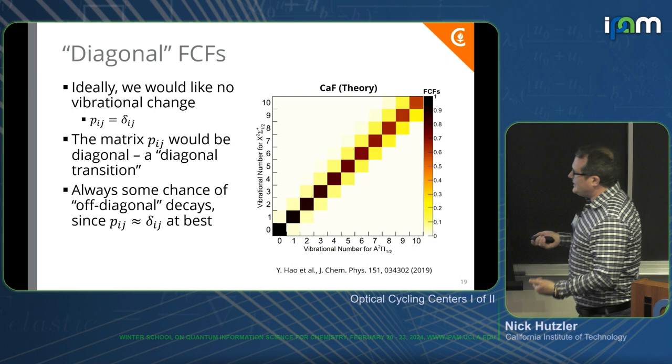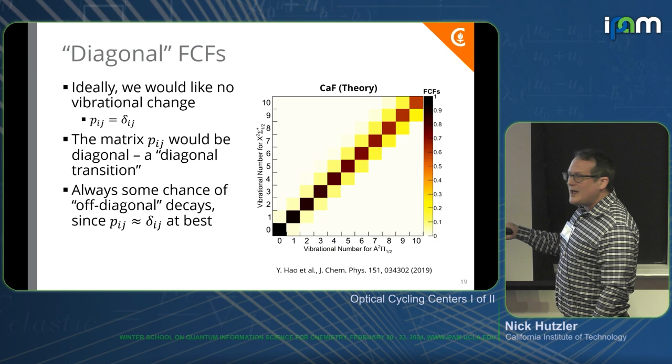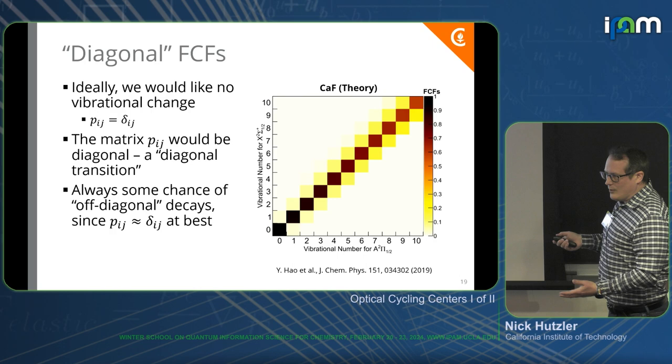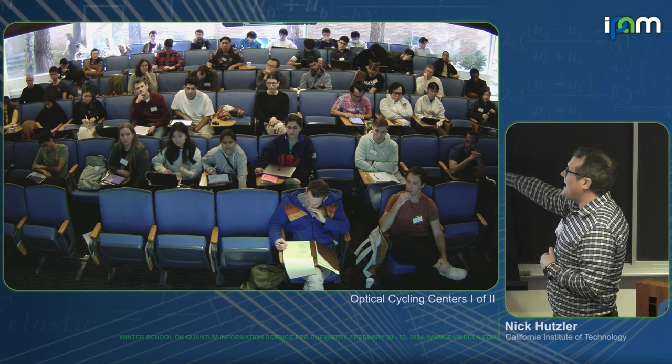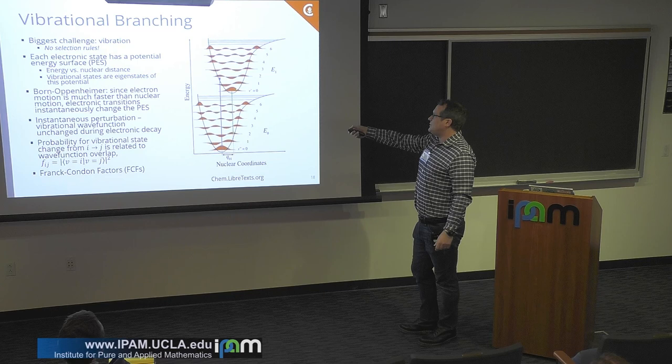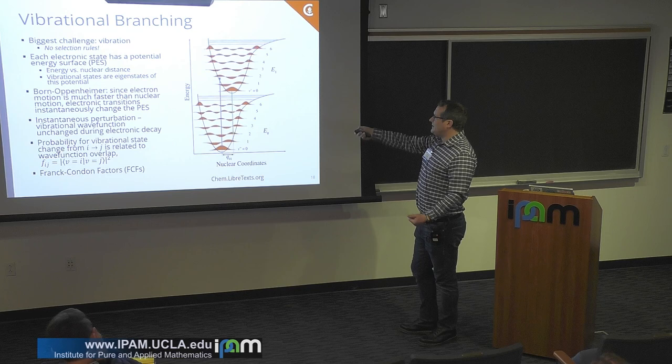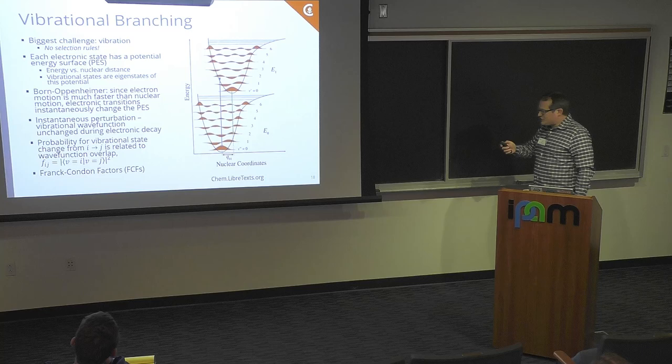But for something like calcium fluoride, you can see it's, especially for the low levels, relatively diagonal. There's still some probability that it'll leak to an excited state, but it's low. If you go back to the previous slide, it's like saying you're going from V1 to V1, the same V equals one. If I'm in V equals zero, a diagonal would mean I decay to V equals zero. Off diagonal would be I go somewhere else. And it's based on the shape of this table.